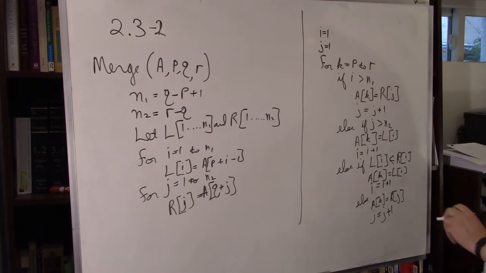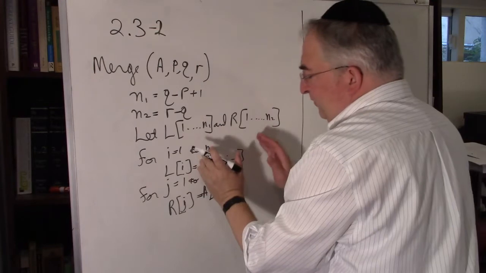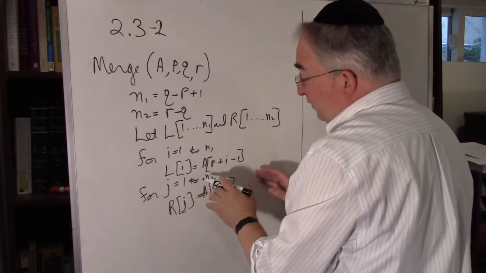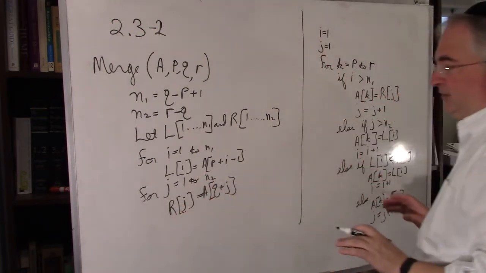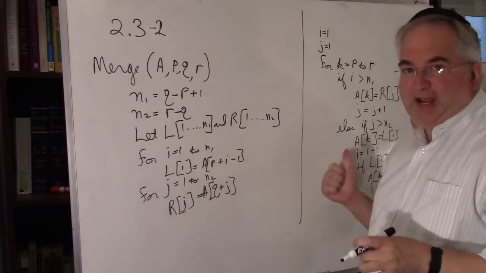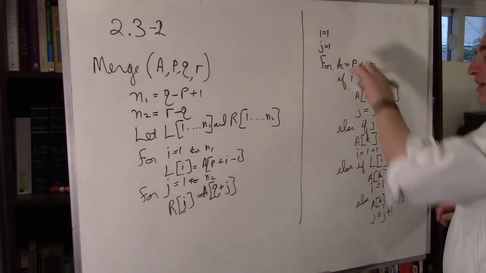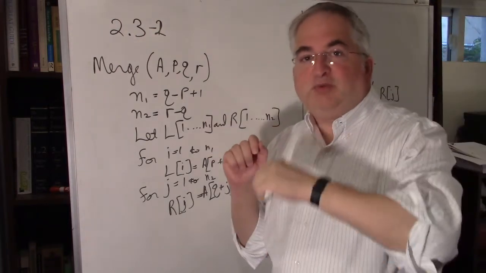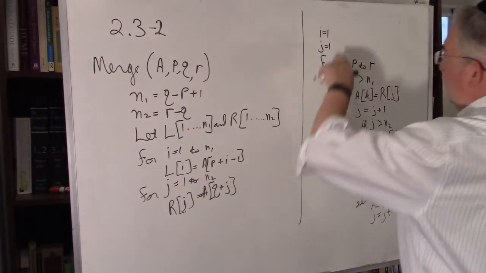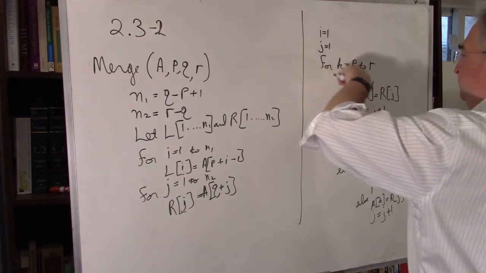Let me show you what's going on here. First of all, you have two arrays. You put the left side of the array into L, you put the right side of the array A into R. Very nice. Now you're going to put L and R back into A, but you're going to put it very carefully. You're going to keep track of how many of these went into A, how many of those went into A. How many? If I is more than N1.